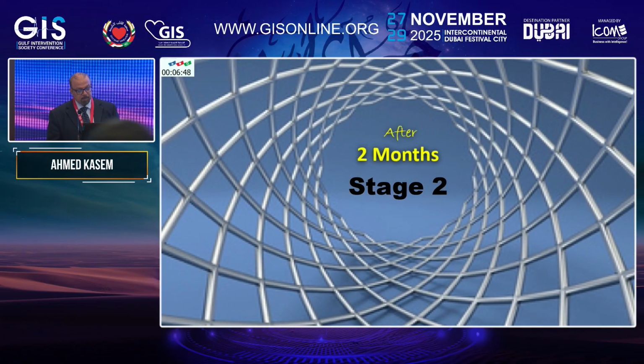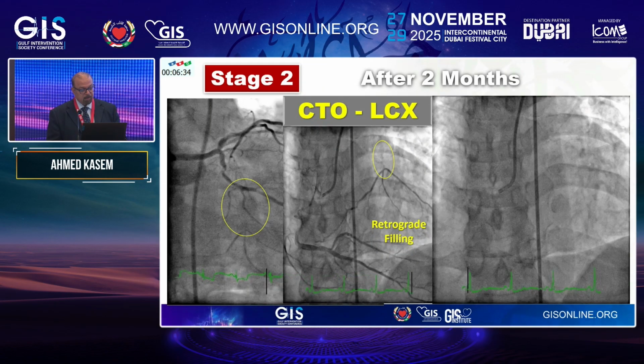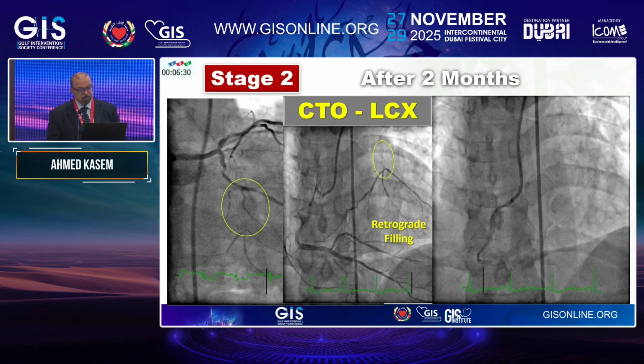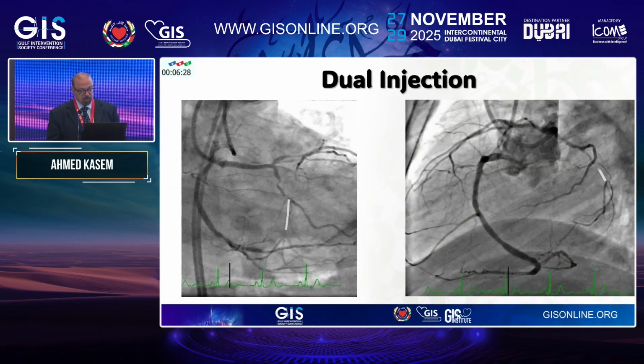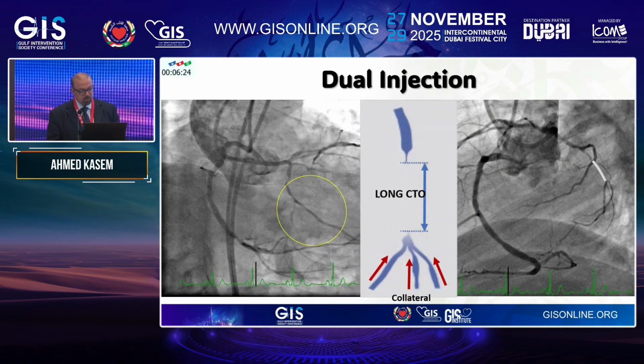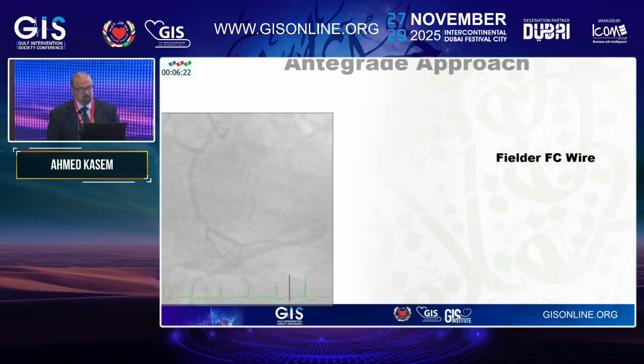The patient presented to us again after 2 months. He missed follow-up for some issue. We are a governmental hospital, so it was difficult to get an appointment to come back. So we plan for CTO PCI of this mid left circumflex artery. And this is the dual injection from the RCA, showing a very long segment of the mid left circumflex.